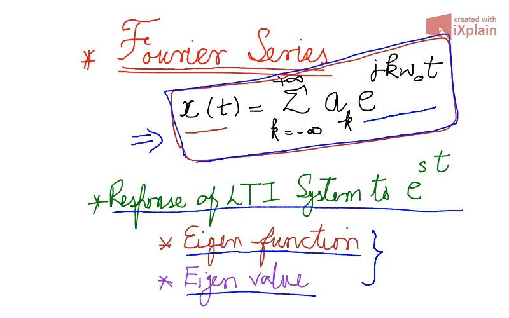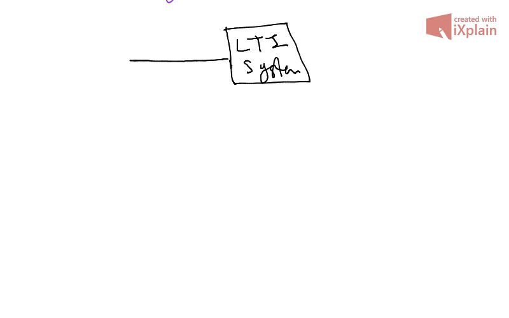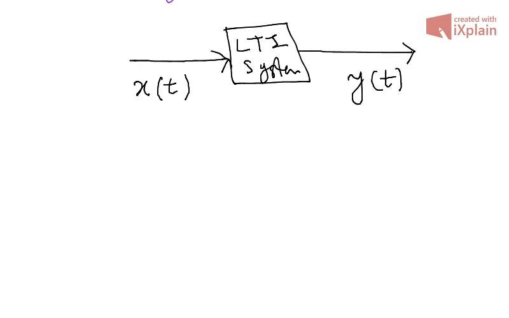So let's concentrate on the response of an LTI system to the complex exponential. Let me move to the next slide. Suppose this is our LTI system. You give some input to this system, and we have a certain output of the system. We represent the input of the system by x of t, a continuous time signal. We would have the output of the system y of t.